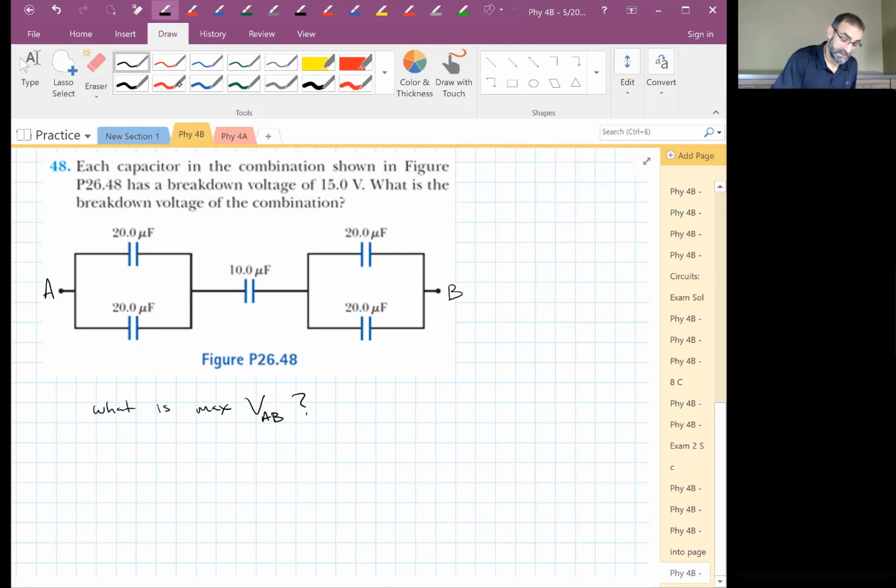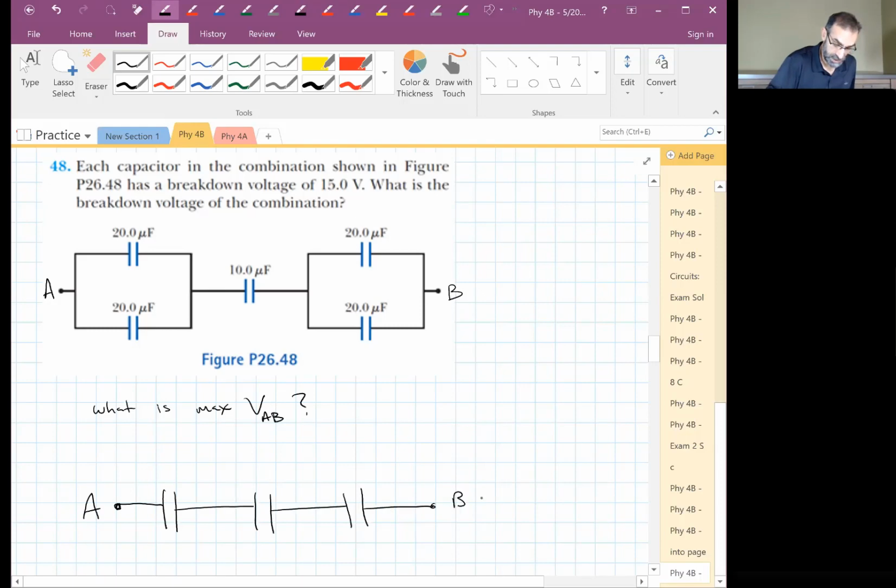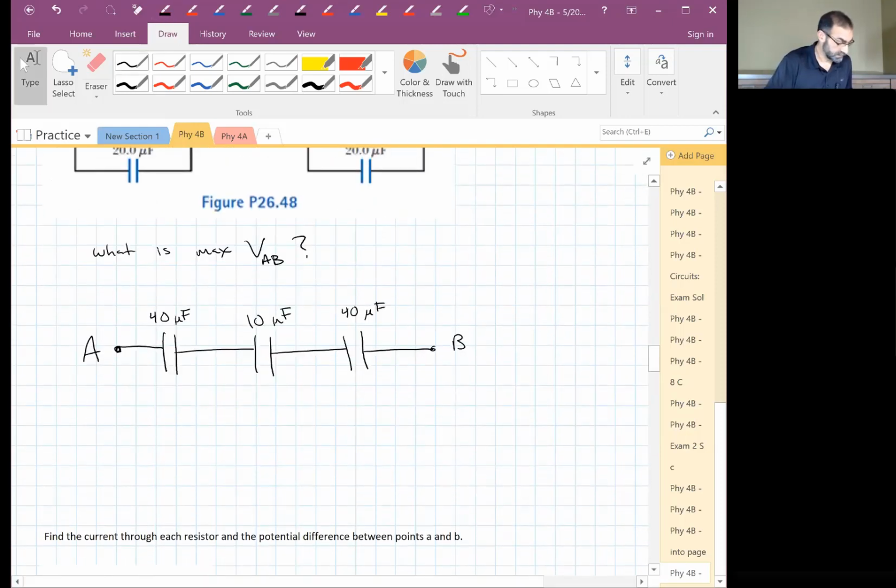If this capacitor has 15 volts across it, then this one also has 15 volts across it. They are in parallel, and the same with this set over here. So let's combine these. Let's redraw this. We've got A over here, and B over here. And we've got our 10 microfarad in the middle. And what do we have on each end? So Q1, Q2, Q3, but what do we know about those Qs?